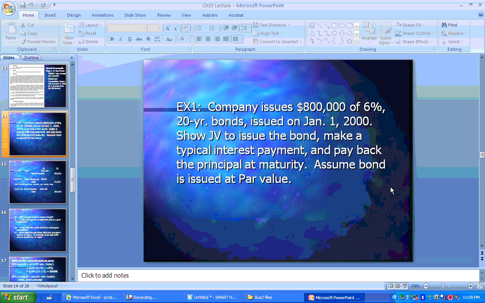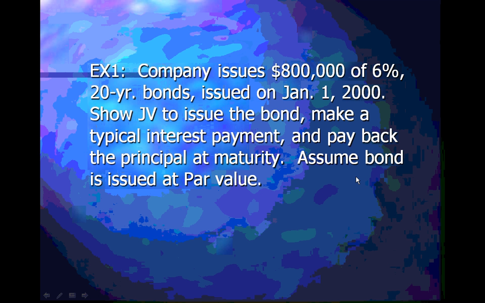Okay, let's take a look at some of these bond problems here. Suppose that the company issues $800,000 of 6% 20-year bonds issued on January 1st, 2000. We're going to show the journal entry here to issue the bond. We'll make a typical interest payment. That means every 6 months, unless stated otherwise. And we'll pay back the principal, that's the $800,000 at maturity.